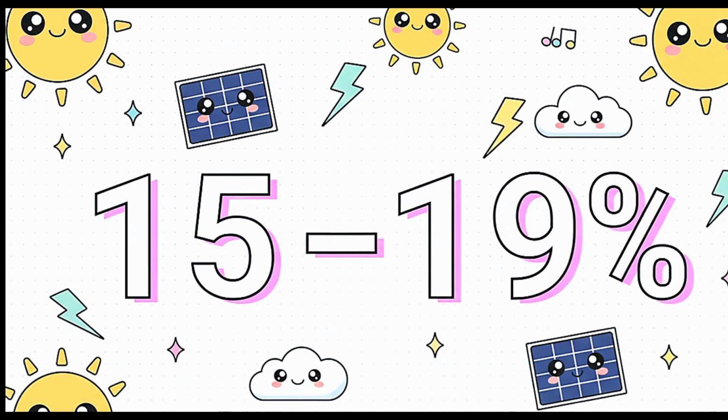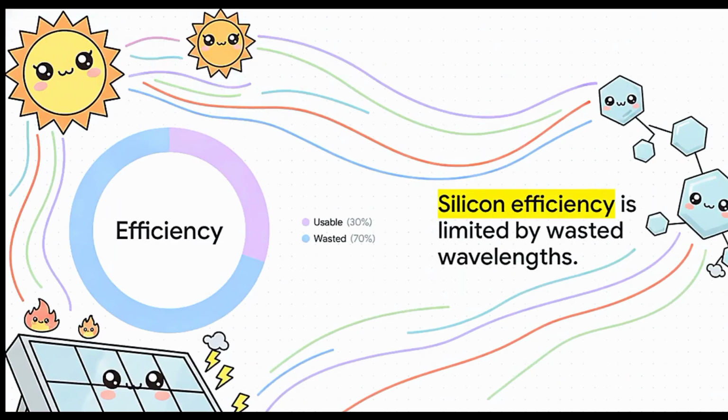Now wait a second, look at those numbers again. You might be thinking, 15 to 19%? That's the absolute best, highly engineered monocrystalline panel we can put on a house? That sounds incredibly low, right? Well, let's look at why that is. The culprit here is just the hard, physical limits of silicon itself.